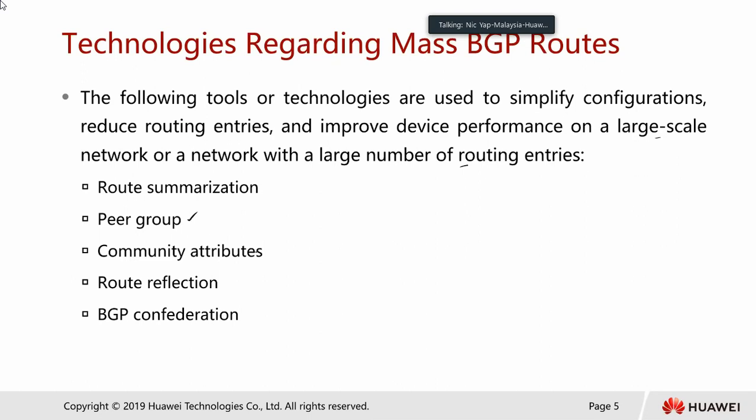Peer group. We also have the community attribute. This is more about tagging. Route reflectors, these two are to reduce the peers. We do not require a full mesh connection when using route reflectors and also a confederation. So that is what we need to go into in the later part: what route reflection and BGP confederation mean. That is a way to solve it, if you do not want to have a full mesh of IBGP.